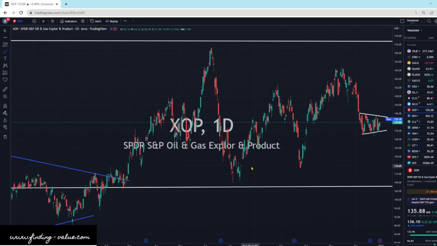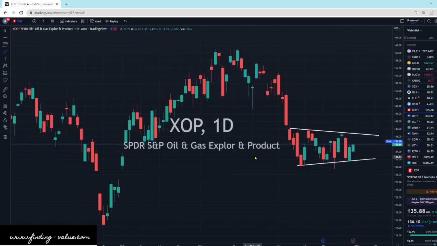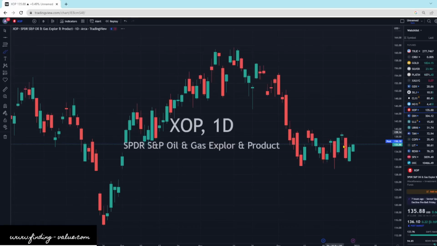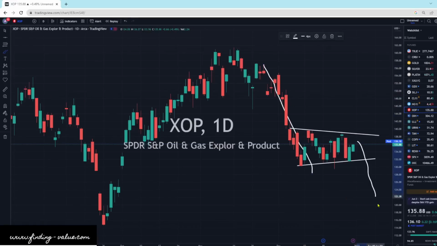XOP, you know me, up a little bit, 0.5% today. This is a bullish piercing yesterday. We've got our little move higher. Is this going to break out of this little consolidation pattern, or is this a continuation pattern where we go lower for a little bit? Yet to be seen, but we're just consolidating sideways in that pattern.